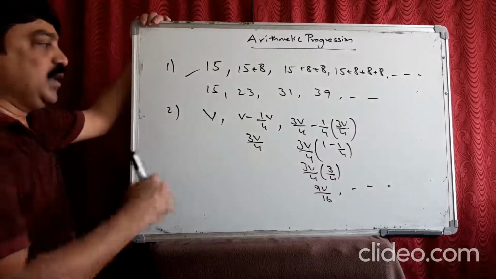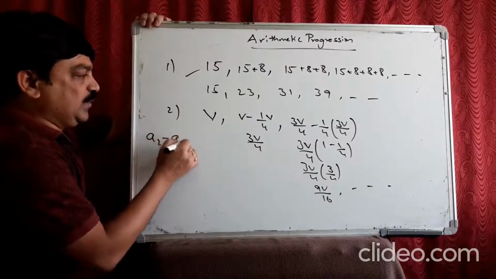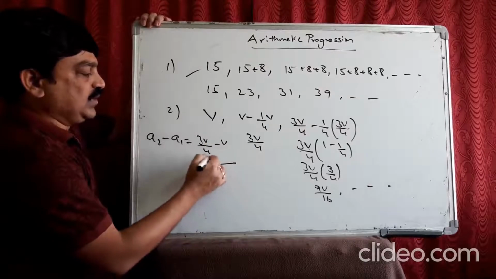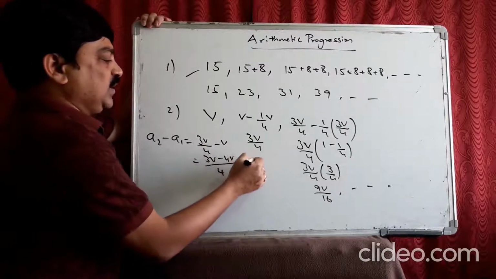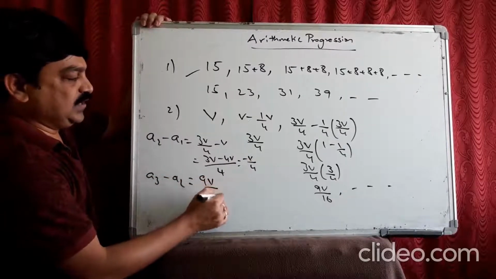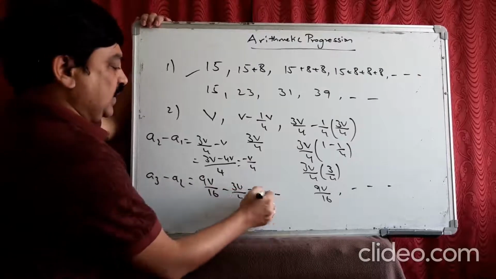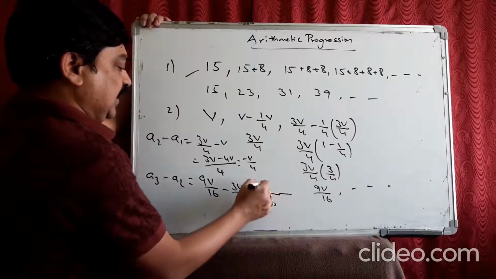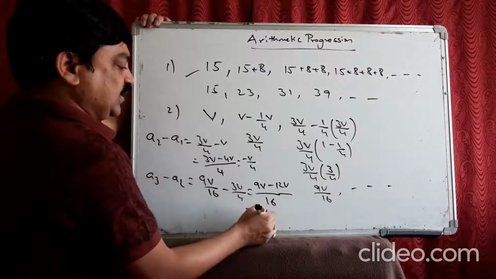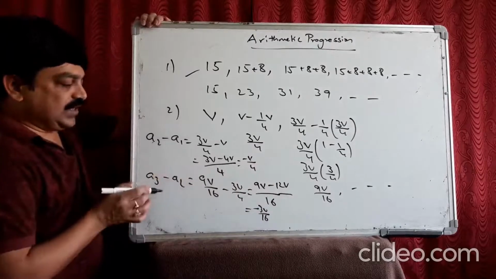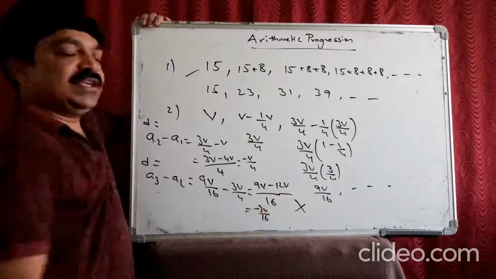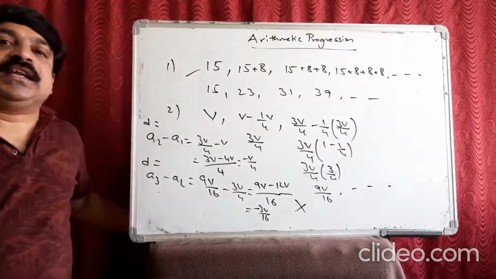Let us see whether it forms an AP or not. So A2 minus A1 we do: 3V by 4 minus V. LCM is 4, 3V minus 4V, so minus V by 4. A3 minus A2 also we do: 9V by 16 minus 3V by 4. LCM is 16, 9V minus 12V, so minus 3V by 16. So both A2 minus A1 and A3 minus A2 are not the same. When these are not the same, it is not treated as an AP.